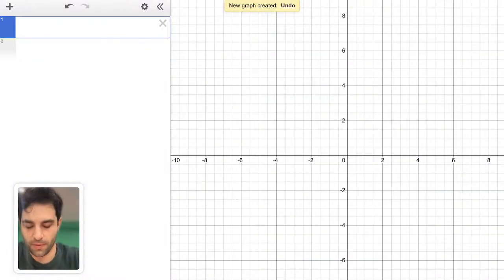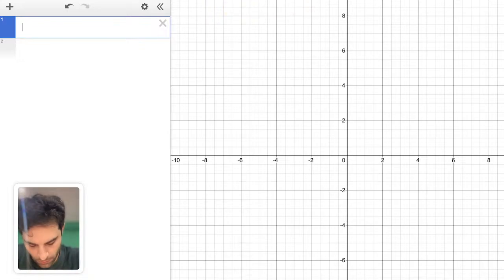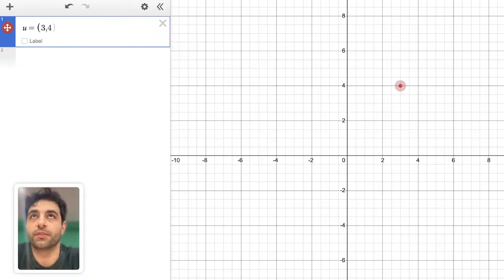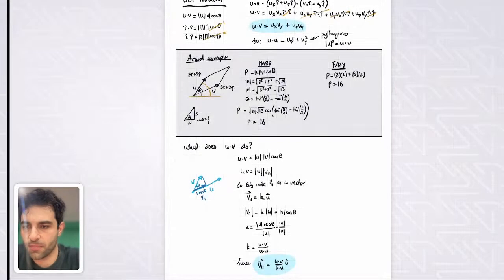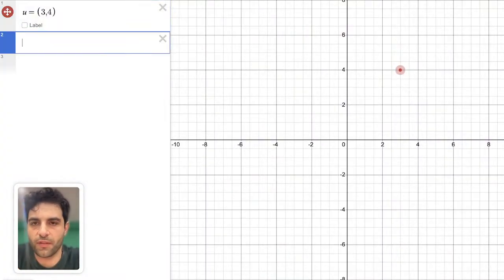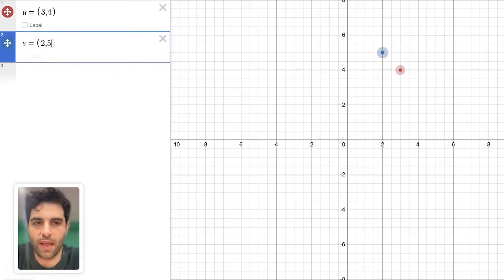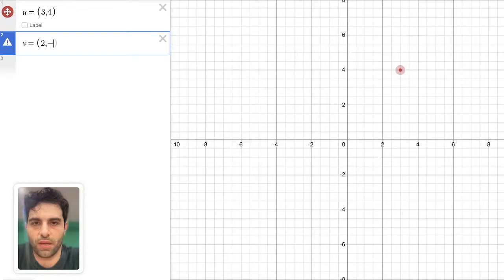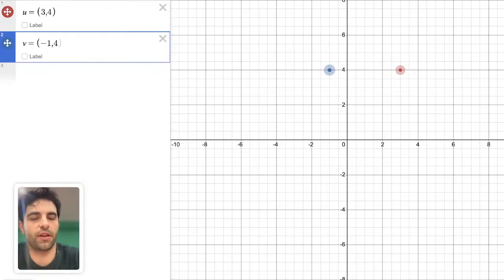So if I was to go the vector U, so V parallel, let's say U was equal to, let's say, 3, 4. Is that cool? It doesn't matter which one I use, but let's say that the vector U is 3, 4, and the vector V is 2, 8, 2, negative 1, 4. Are you guys cool with that?